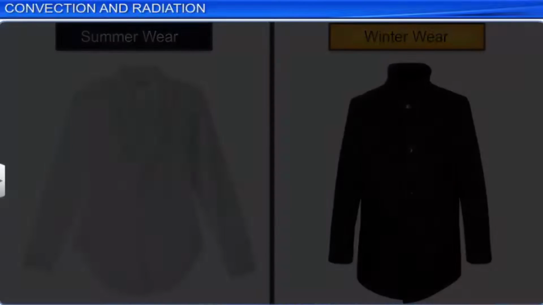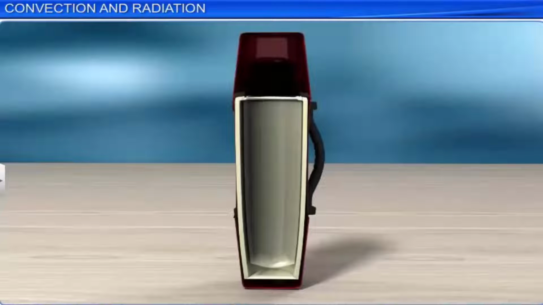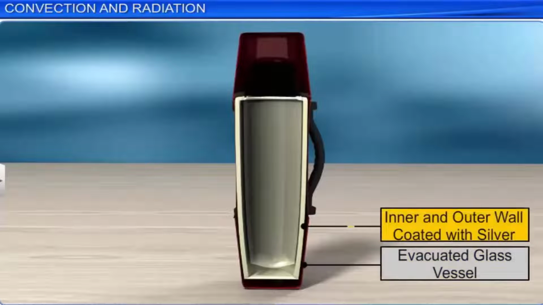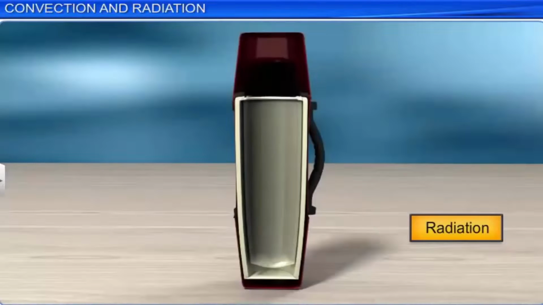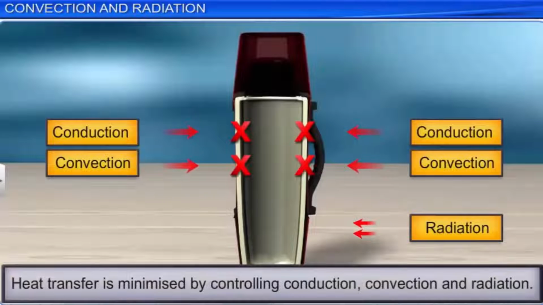A thermos flask is designed to minimize heat loss by all the three modes of heat transfer. This consists of a double-walled, evacuated glass vessel, with its inner and outer walls coated with silver. The vacuum between the two walls prevents heat loss by conduction and convection. The silver coating on the walls prevents exchange of heat by radiation. Therefore, heat transfer is minimized by controlling conduction, convection, and radiation.